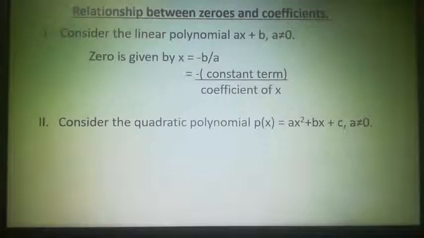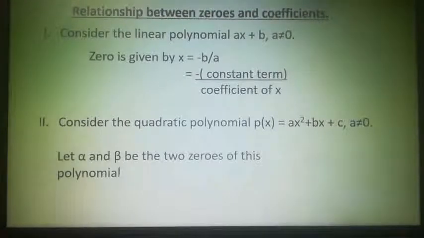Okay, now we move on to the quadratic polynomial, and you know the standard form or general form of this polynomial is ax square plus bx plus c, a not equal to 0. It's not compulsory that always these three terms should be present. Compulsorily ax square must be present. That's why a not equal to 0.